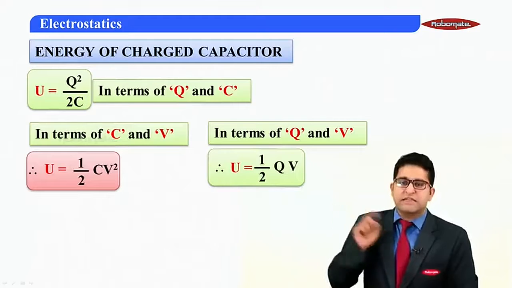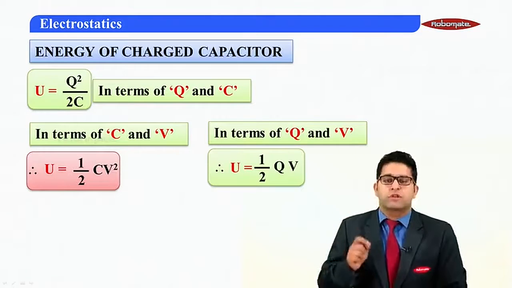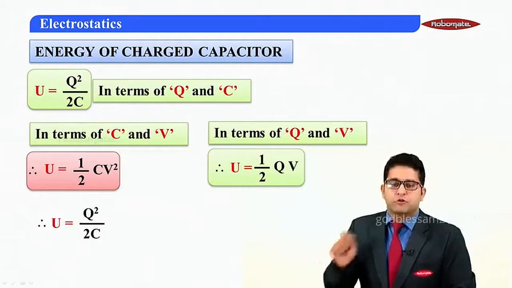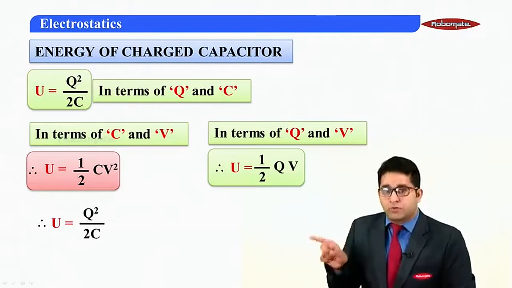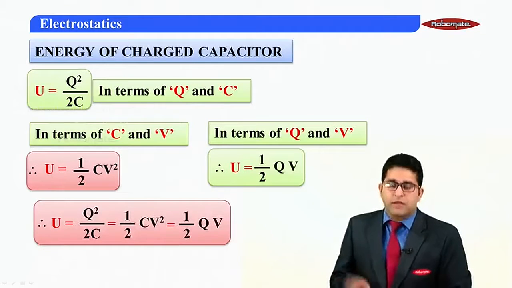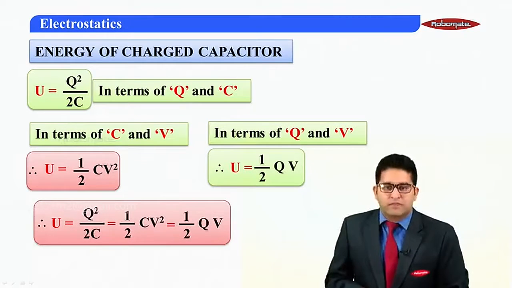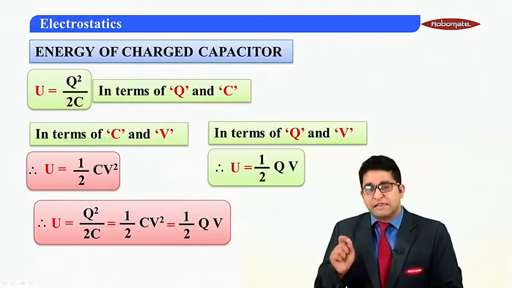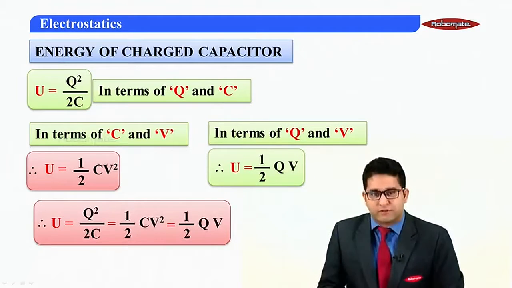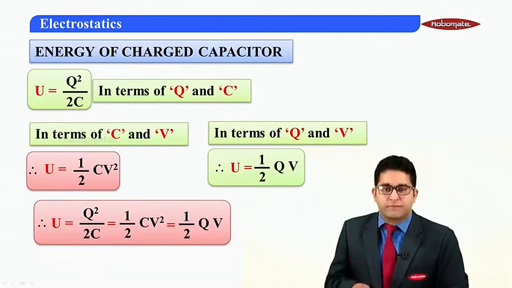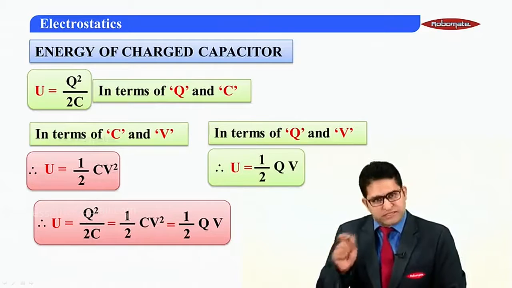So these are the three expressions for energy stored in a charged capacitor. Therefore I can write capital U is equal to Q square upon 2C, it is also equal to half CV square, and it is also equal to half QV. These are the three formulas that we'll use whenever we are supposed to calculate the energy stored in a charged capacitor. Let us see one numerical which is based on this concept.